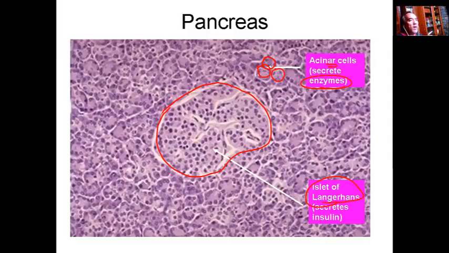The alpha cells of the islets of Langerhans carry glucagon. Remember, glucagon increases sugar in the blood. The beta cells are the ones that carry insulin. And they're the ones that decrease sugar in the blood.